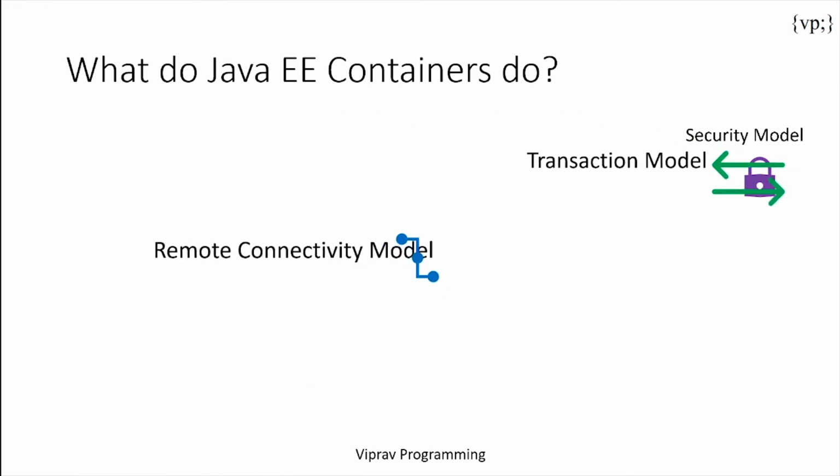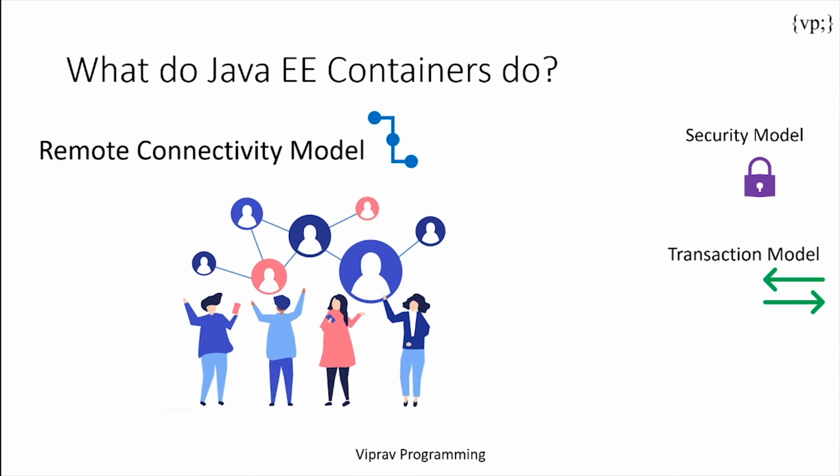Next, there's the remote connectivity model, which manages the communication between the clients and the business logic. It makes the back and forth action of client requests and server responses faster by making a connection as if the enterprise beans are on the client's computer.